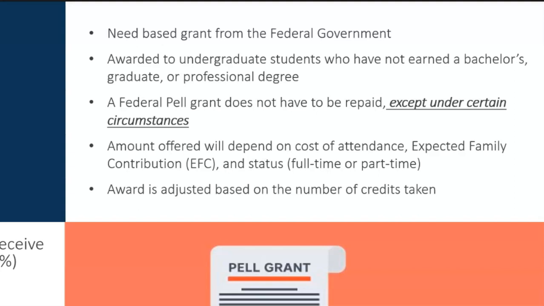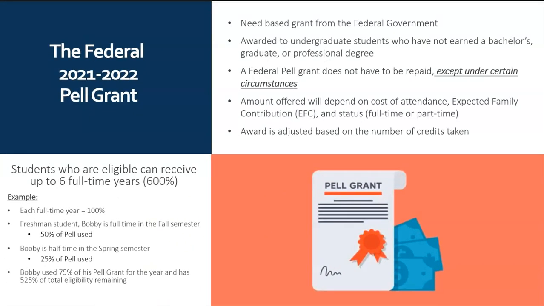The amount offered will depend on cost of attendance, expected family contribution, and status. The expected family contribution is a number calculated based on the information that the student and parent have provided on the FAFSA. You will be able to find this number on your Student Aid Report once you have completed your FAFSA. Your status is based on whether you are 12 credits or more, which makes you a full-time student, or a part-time student, which is less than 12 credits. Your award is adjusted based on the number of credits taken.